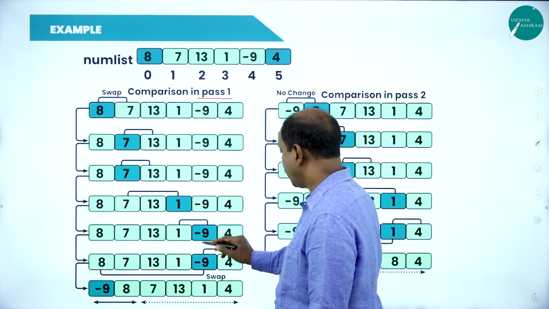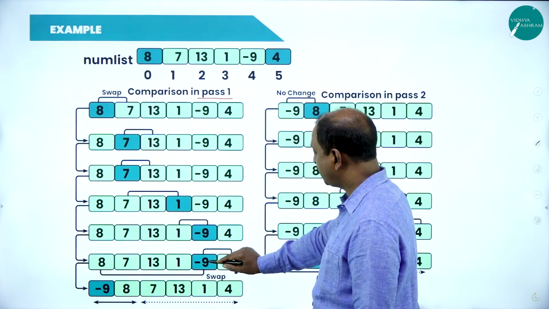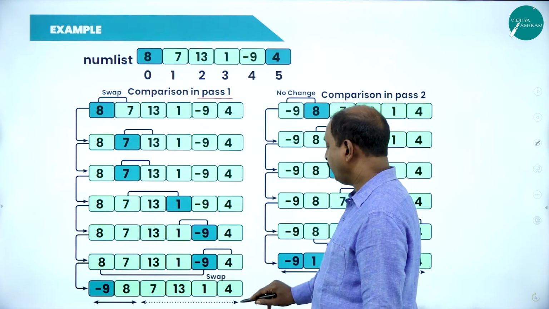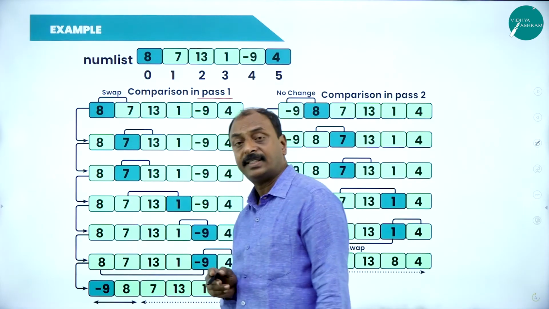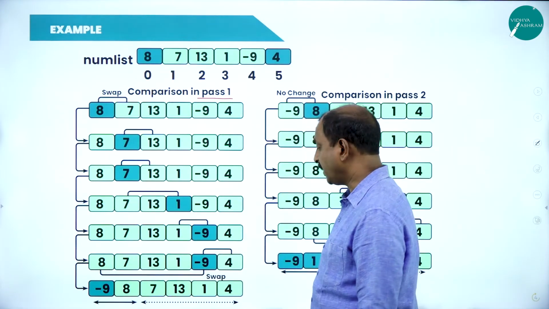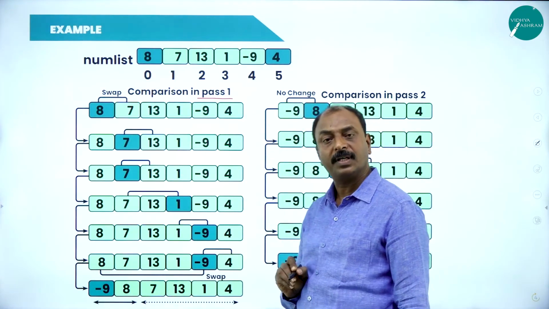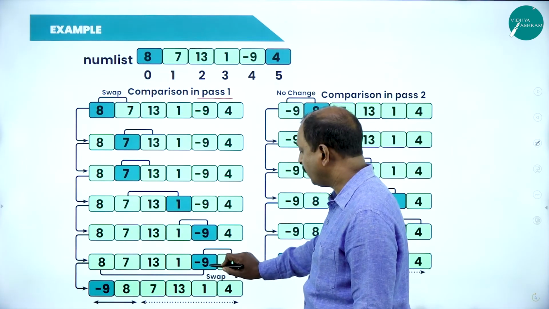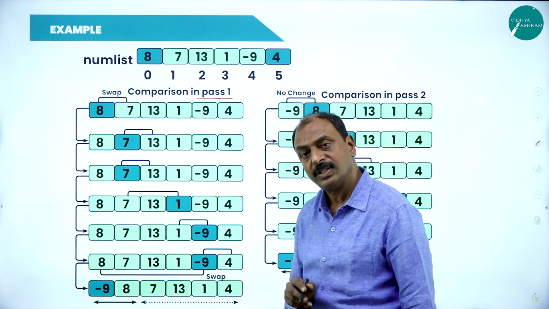Now again minus 9, and next one is 4. Here minus 9 and 4. Minus 9 is the smallest element. So we are going to swap the smallest element with the first index. See, that is the process or technique. So the first step is we are finding the smallest element of a given list in one pass. So that smallest element has to be swapped with the first index or the first element.